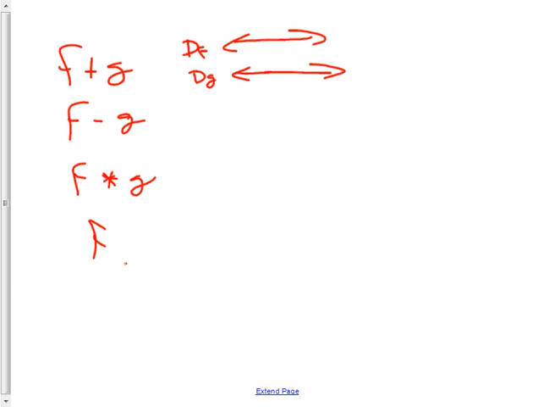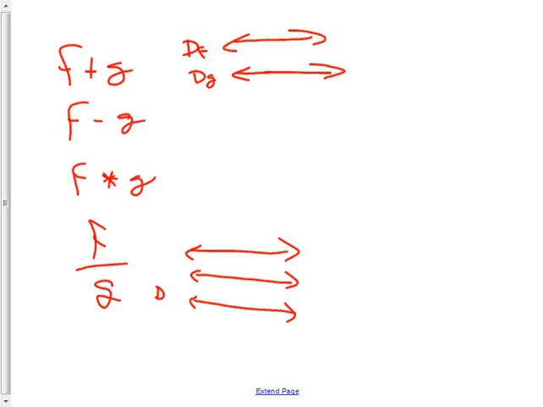Divide f over g, and that's where you have 3 number lines. You have the domain of f, the domain of g, and the third one, which is that g can't be 0. So let's look at the g function in this case. The f function was square root of x, and the g function was x squared minus 4.